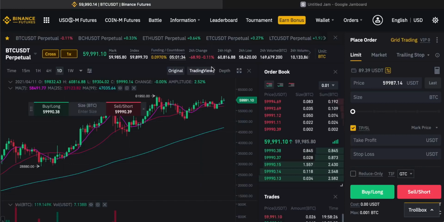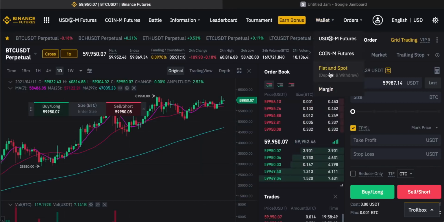Now, this is different to the spot market, but if you do have an account with Binance, it's very easy to go through and get the futures account as well. You just have to go to the futures and I think just accept some terms and conditions. And you can actually go over to your wallet and then go to your fiat and spot account as you would then.